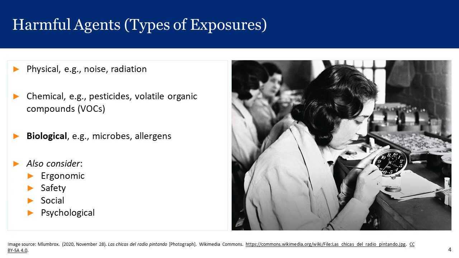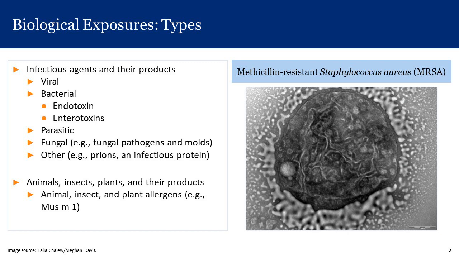These are often microbes, so disease agents, as well as allergens and other kinds of organic exposures that come from living things. In this, we equally need to consider ergonomic, safety, social, and psychological kinds of exposures and how these might all interface together. Biological exposures are often infectious. These can include either the infectious agents themselves or products they produce.